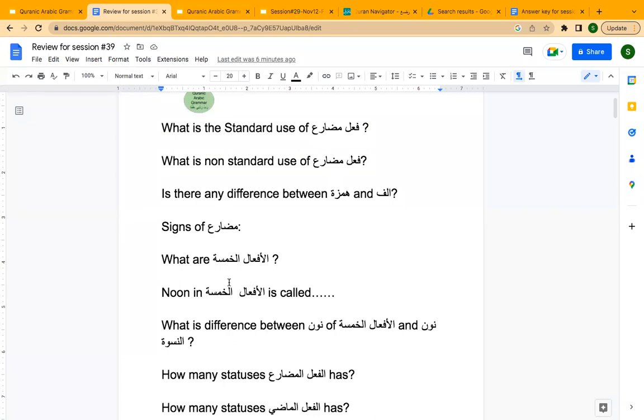Noon in al-af'alul khamsa is called, what is the name of the noon? We discussed, you know, we gave it a name in English and there was a name for it in Arabic too.